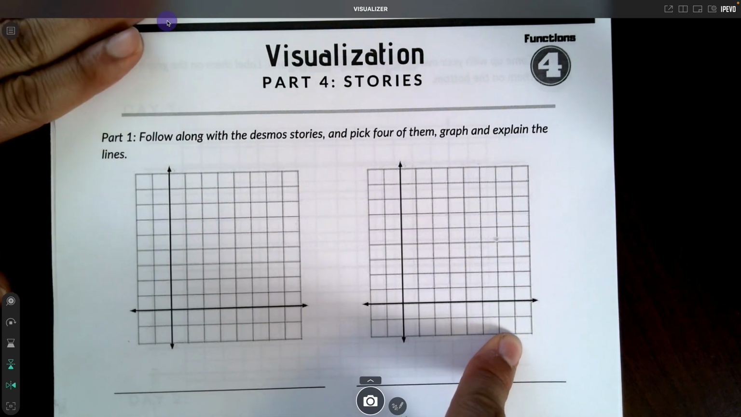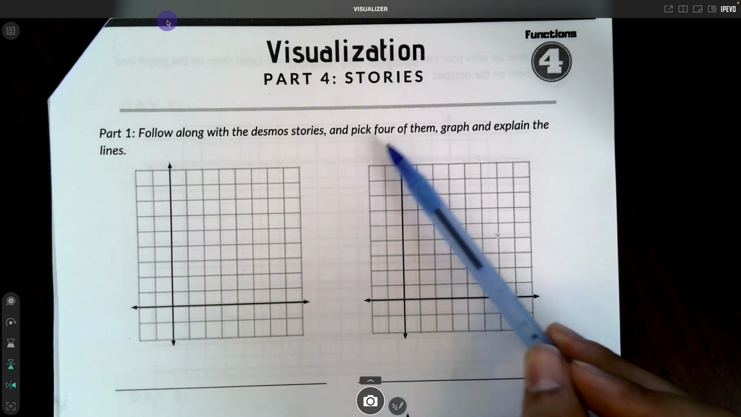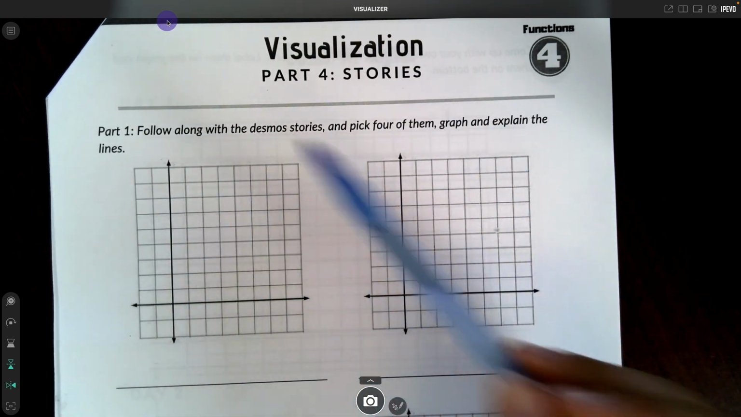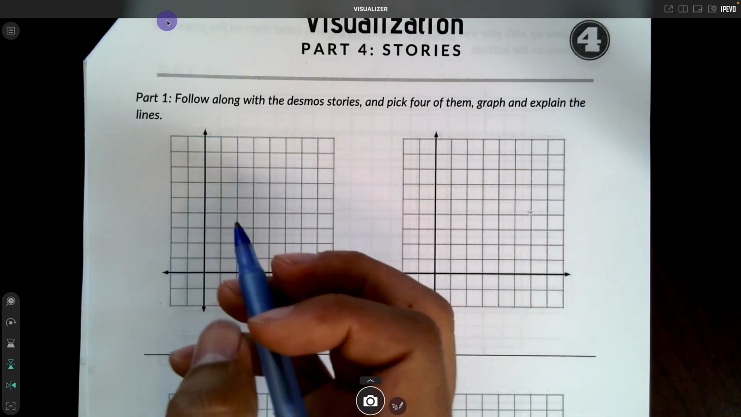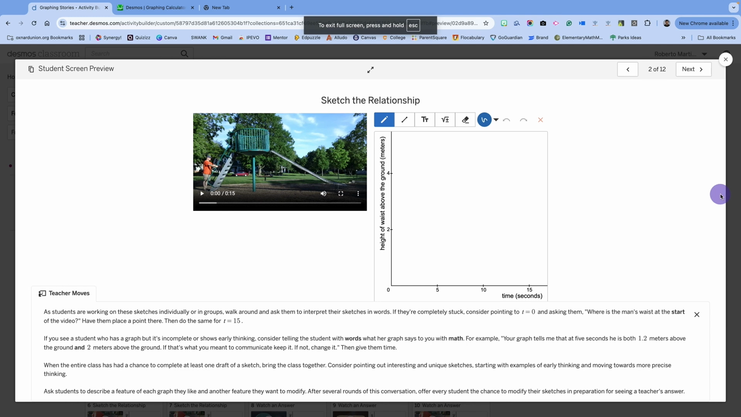All right. So what do we have to do here? Part 4, stories. Follow along with the decimal stories and pick 4 of them, graph, and explain the lines. Okay, or it should really say explain the graphs. So in this part, as a class, we're doing a decimals lesson, and there's all these different graphs, and once you're done with all the graphs, I want you to graph them on the paper and explain them. So I'm going to pull up right now the decimals actual lesson that we're doing. So let's go ahead and do that.